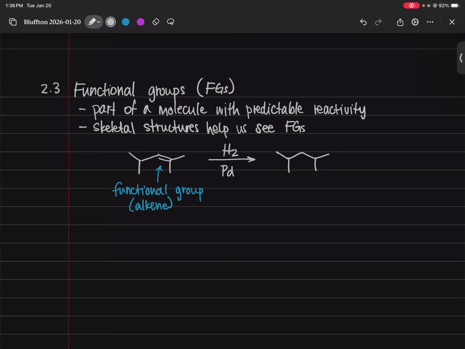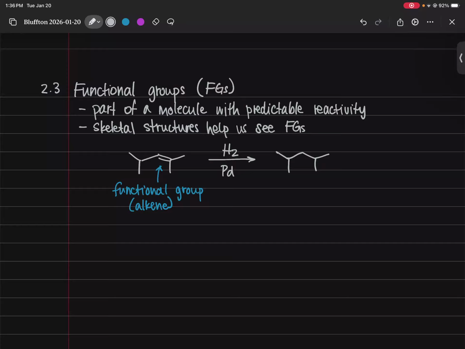So in this case, often we turn one functional group into another. You could kind of argue that here we've just gotten rid of a functional group, but that counts just the same. Okay, so the skeletal structures help us see functional groups.